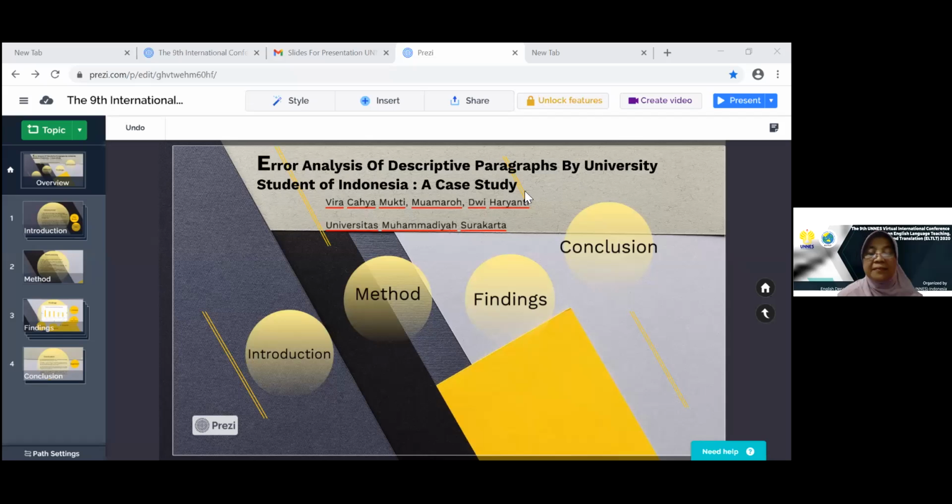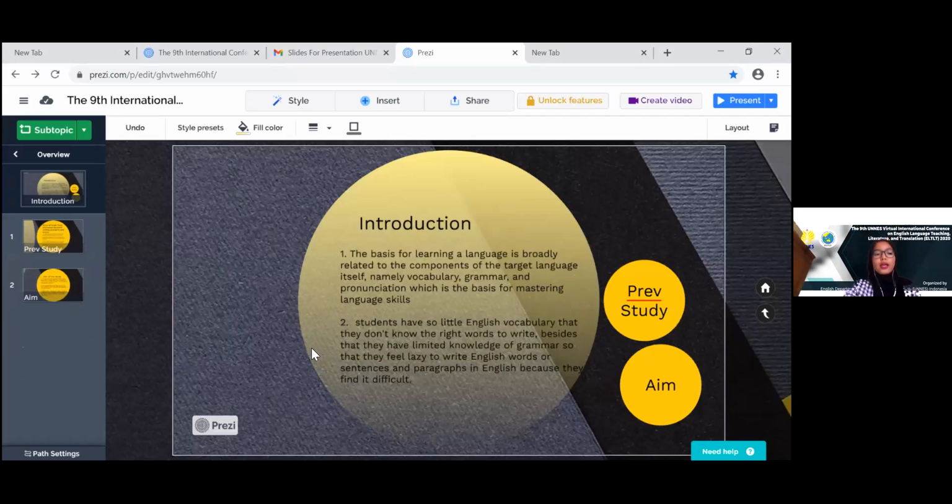Okay, so the title of our paper is Error Analysis of Descriptive Paragraphs by University Students of Indonesia, a case study by Fira Cahyamukti, Ibu Ma'amaro, and Ibu Dwi Haryanti. We come from Universitas Muhammadiyah Surakarta. So let's move to the introduction of our paper.